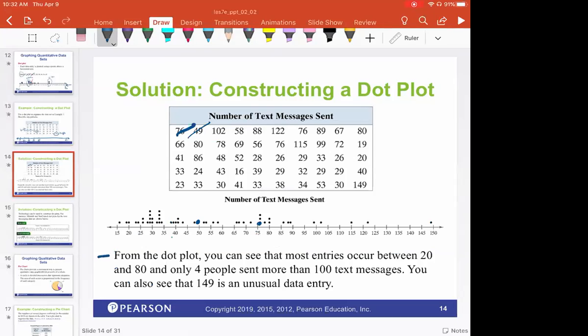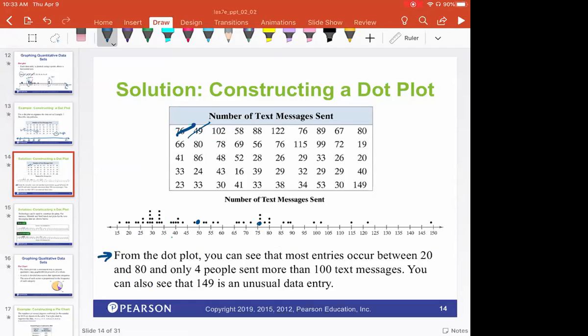From your slide, it reads, from the dot plot, you can see the most entries occur between 20 and 80, and only 4 people sent more than 100 text messages. You can also see that 149 is an unusual data entry.